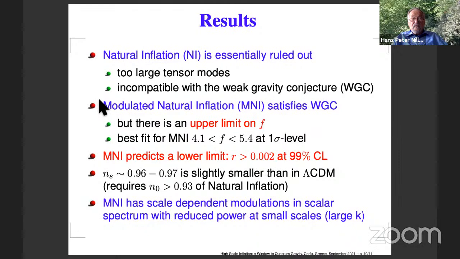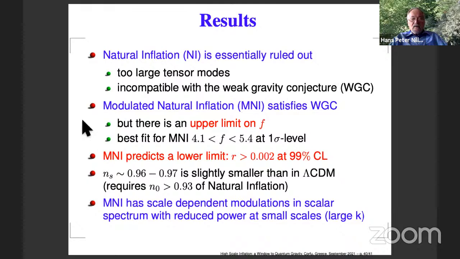So this brings me to my conclusions. As I said, natural inflation is essentially ruled out. There are too large tensor modes, so it is observationally ruled out. And it is also incompatible with the weak gravity conjecture. So this could be an argument to strengthen the weak gravity conjecture.